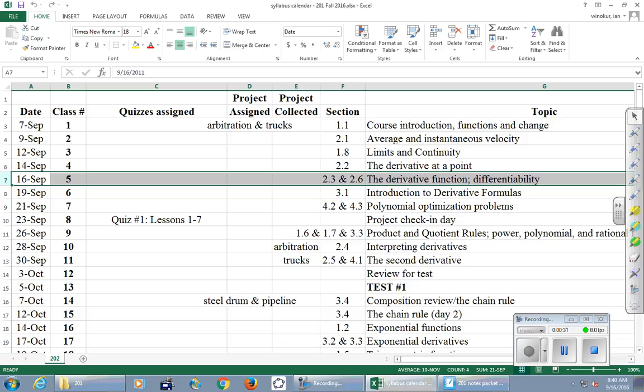Again, coming up, we've got quiz number 1. I will tell you more about that as we get closer. I'll tell you about that next week. Hopefully still making good progress, slow but steady progress on the 2 projects, arbitration and trucks.